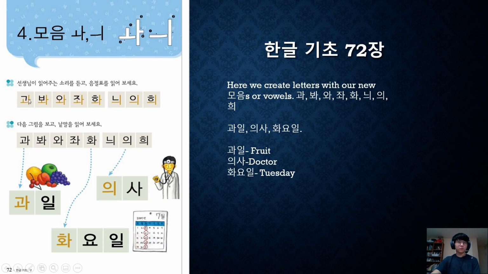So 기역 plus 와, so 그, remember 그, and then 와, because we just learned that, 과. Then we have 비읍, 부, 와, 봐. And why does 와 sound the same as 와? Simply because 이응 as a consonant has no sound, it's silent. So 과, 와, and then 지읒, 촤, and then here, 화. Simply combining consonants and vowels again to make new letters.